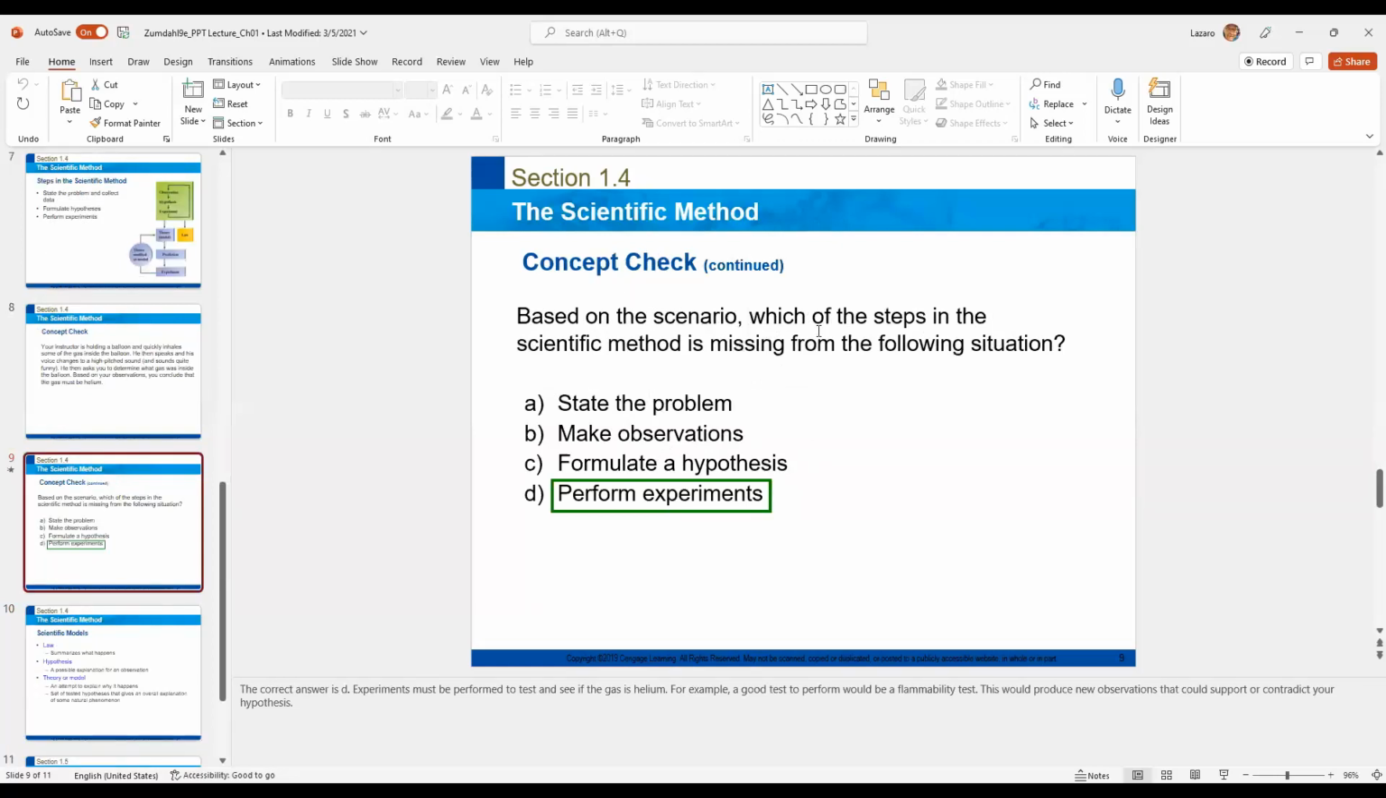Based on the scenario, which of the steps of the scientific method is missing from the following situation? Well, to perform experiments. Because you state the problem, you make observations, and you formulate a hypothesis, but you didn't perform experiments.